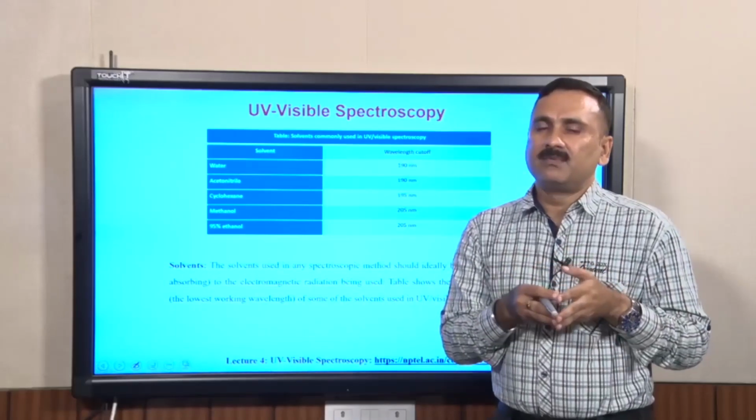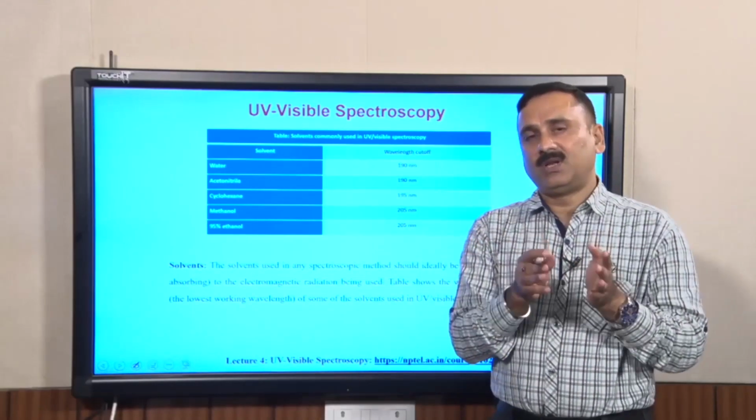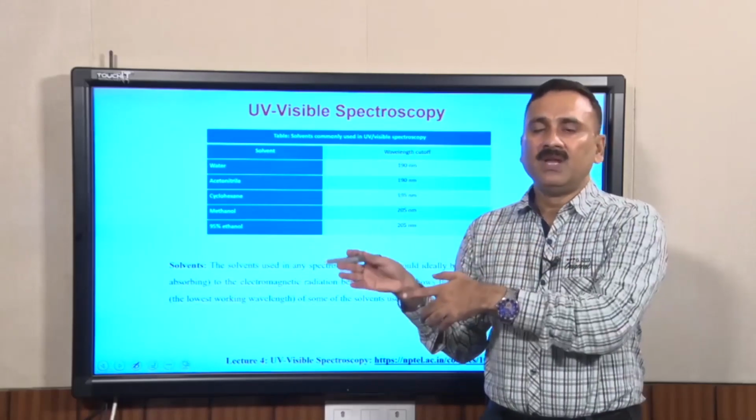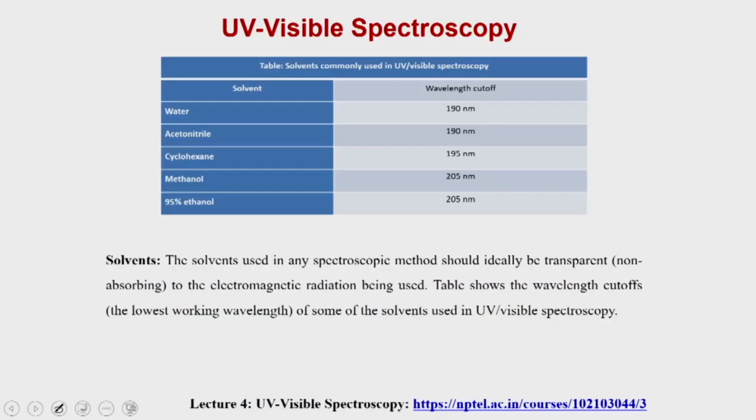Water does not have any absorbance in the visible range, that is why water is the most suitable solvent for the visible range. So, these are the solvents you can use in different wavelength ranges. For example, water can be used anywhere above 190 nanometers. Similarly, acetonitrile, cyclohexane, methanol and 90% alcohol can all be used above their respective wavelengths. They cannot be used below them, because below this wavelength the molecules themselves start to absorb very strongly.